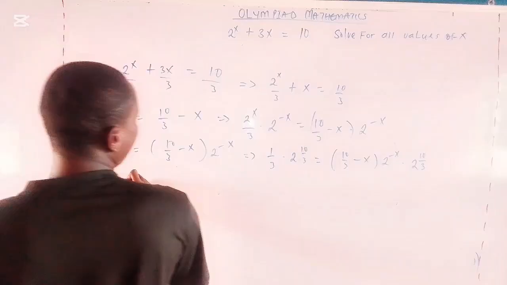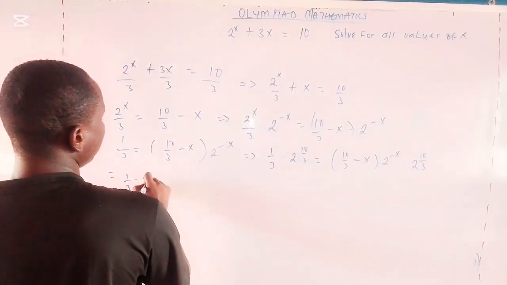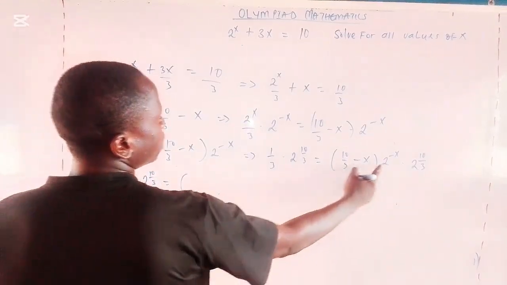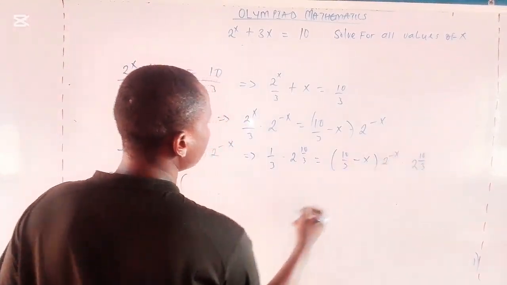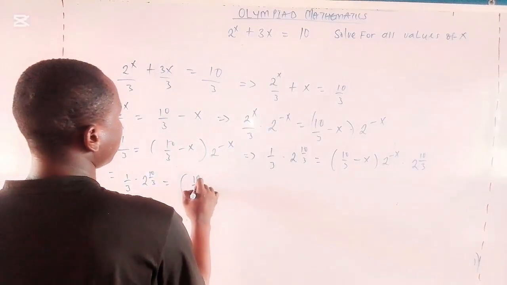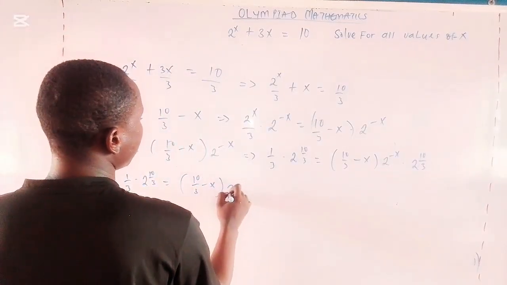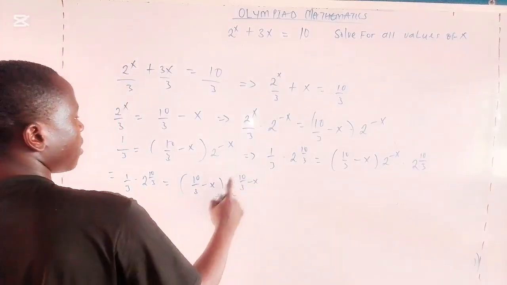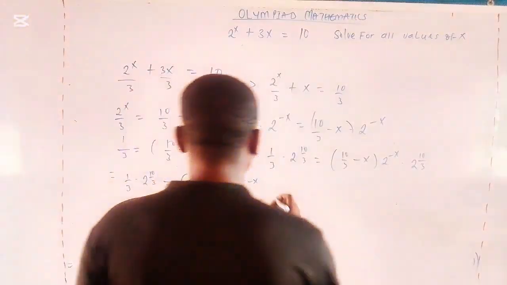So this will give us 1 over 3 multiplied by 2 raised to the power of 10 over 3, which is now equal to 2 raised to the power of negative x multiplied by 2 raised to the power of 10 over 3. That will give us 10 over 3 minus x, then multiplied by 2 raised to the power of what? 10 over 3 minus x. So we can now rewrite 2 raised to the power of 10 over 3 minus x as follows.